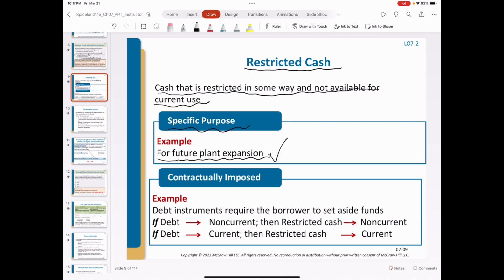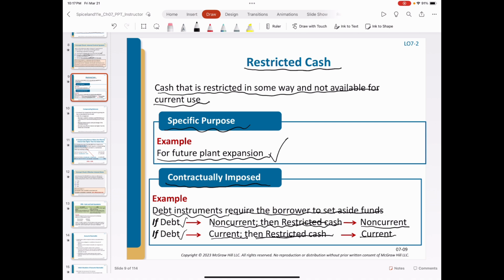Another example is contractually imposed restriction. This happens in a lot of borrowing contracts because the lender requires borrowers to set aside funds for the debt. It depends on the debt. If the debt is non-current, the restricted cash will be reported in the non-current assets. If the debt is current, then this restricted cash will be reported in the current assets.